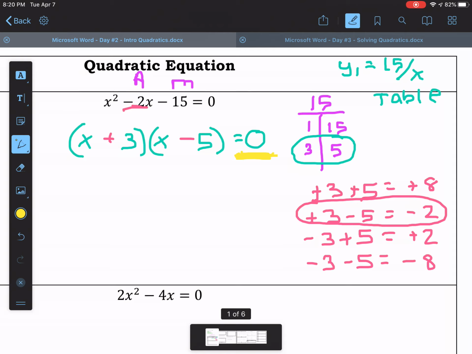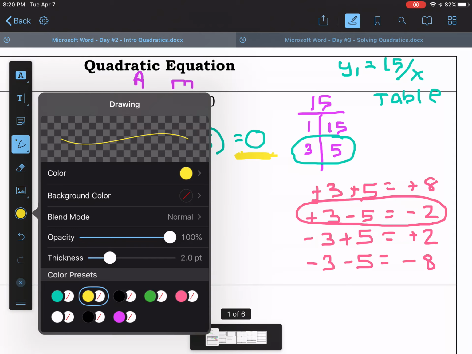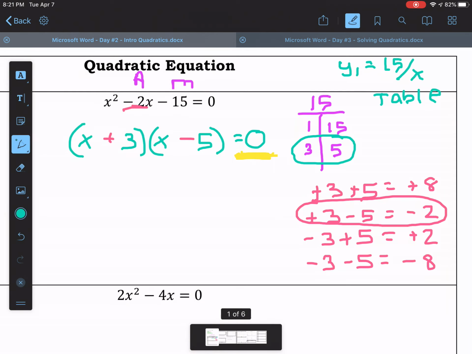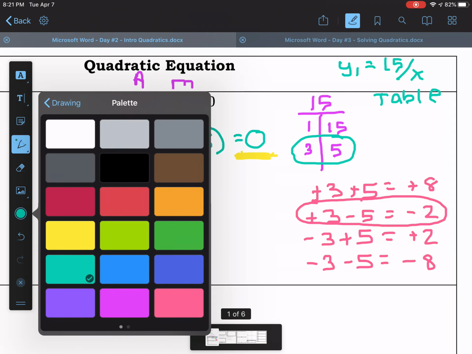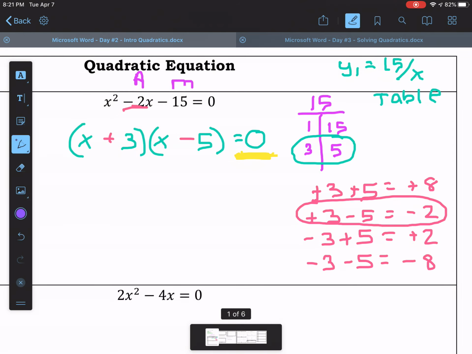Because it has that equal sign in it. So now, what our next step is going to be, and this right now is new, what I'm about to show you. We're going to do something called teeing off. So we are going to tee off our two factors. And what we're going to do is take each factor, the x plus 3 and the x minus 5, and set them each equal to 0.